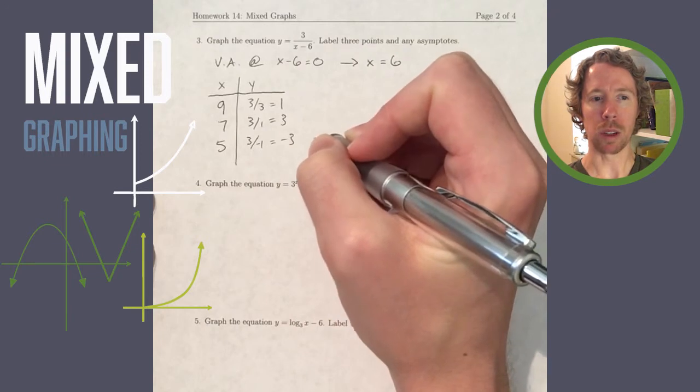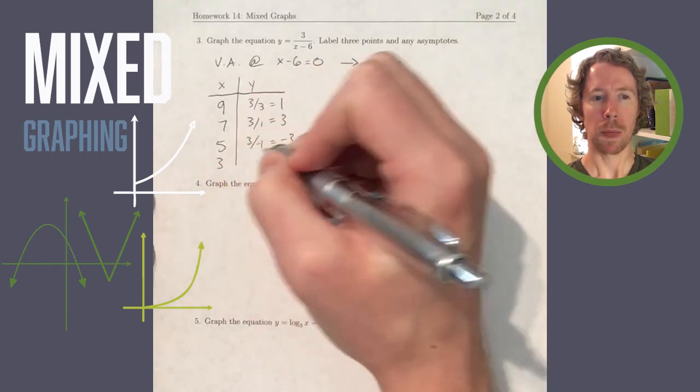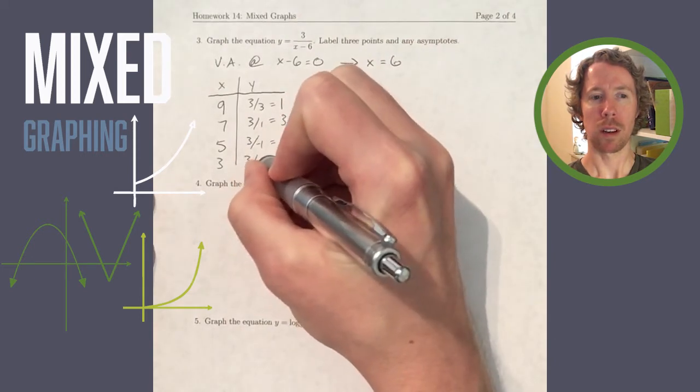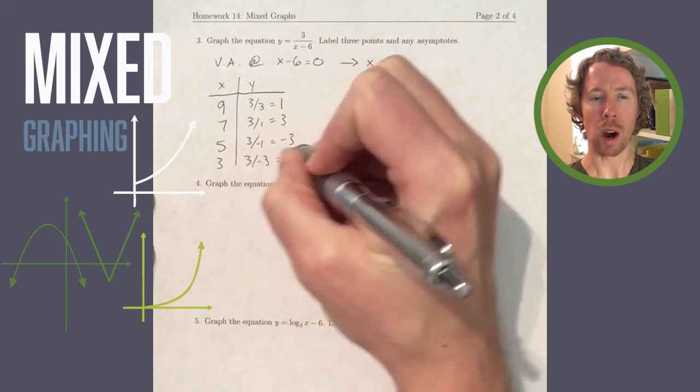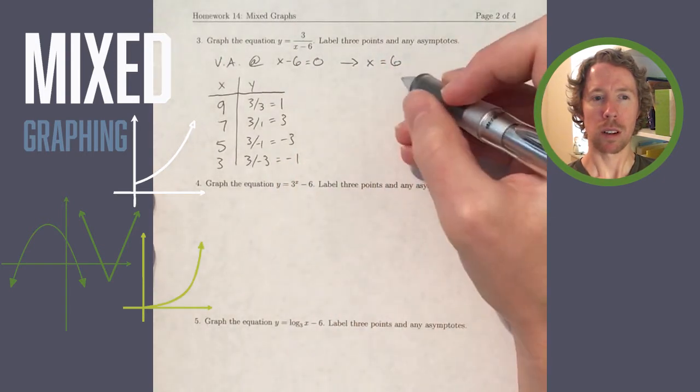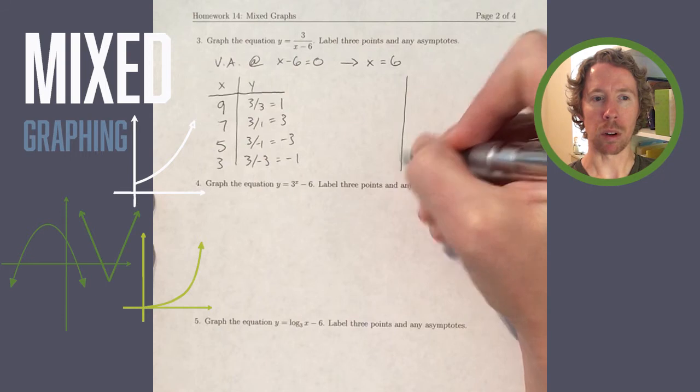So now I'll go to the left of the asymptote. If x is 5, then y comes out to be negative 3. And if x is 3, y comes out to be negative 1. So I can plot this thing pretty quick.